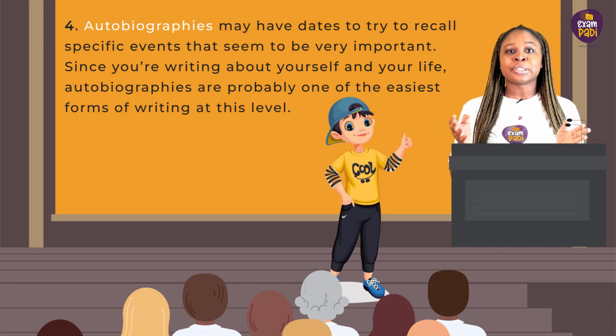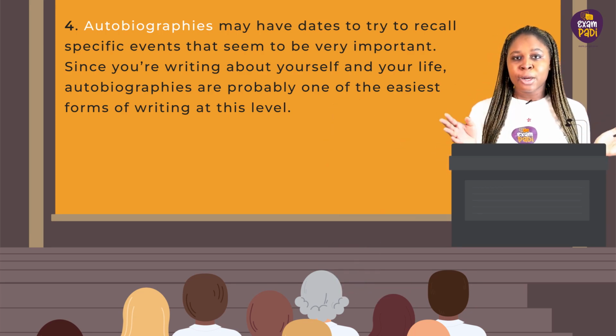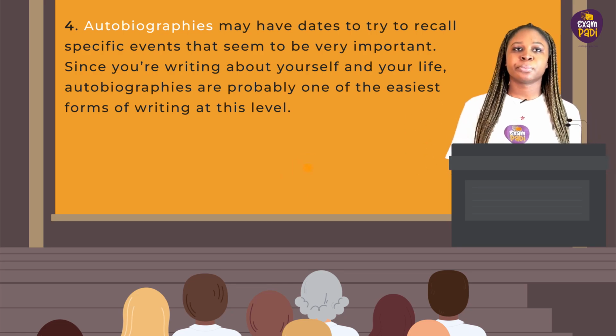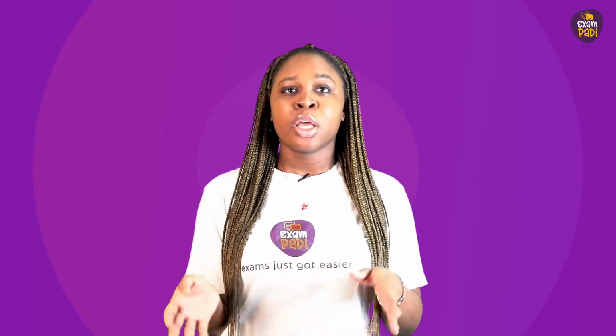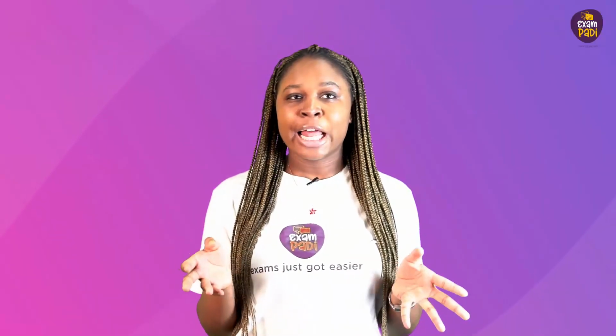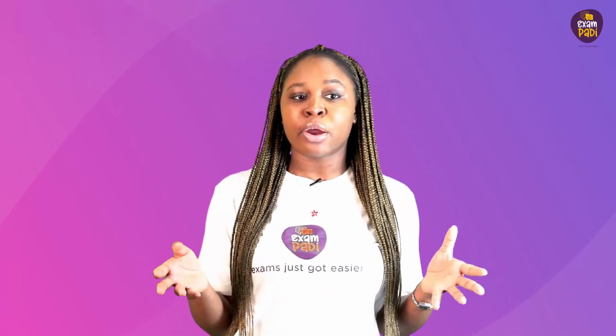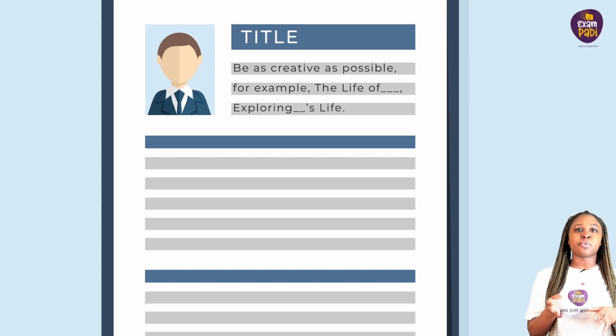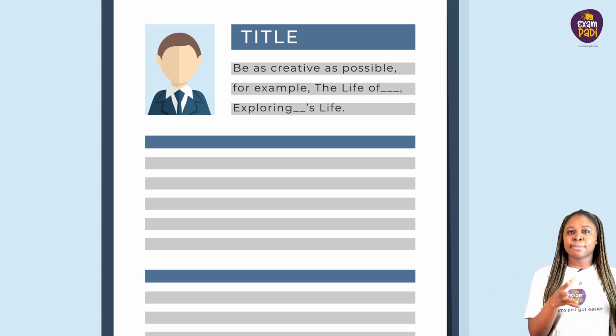Since you're writing about yourself and your life, autobiographies are probably one of the easiest forms of writing at this level. Let's look at an outline which should help you structure and plan your autobiography into paragraphs. The title: Be as creative as possible. For example, the life of your name, exploring the name's life.